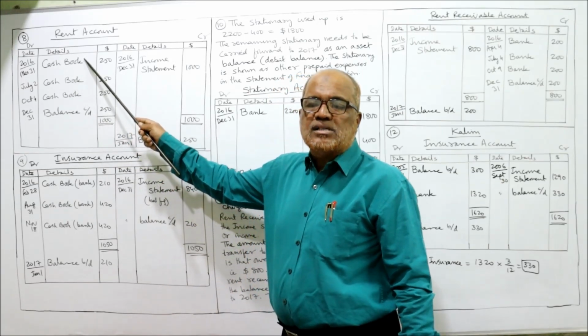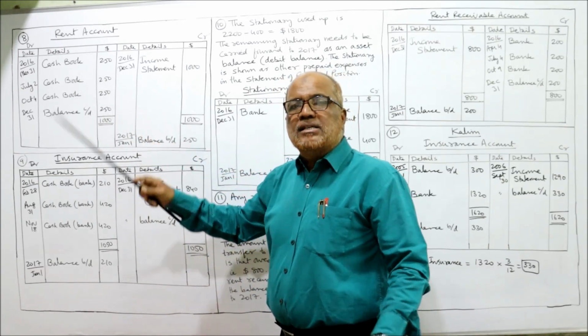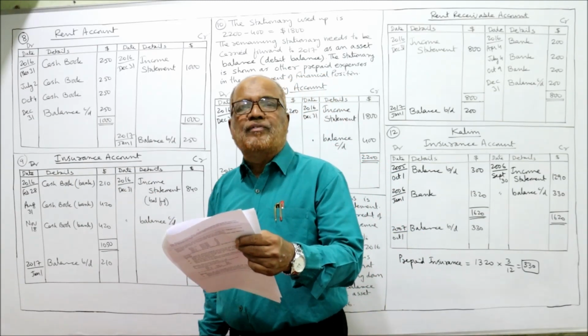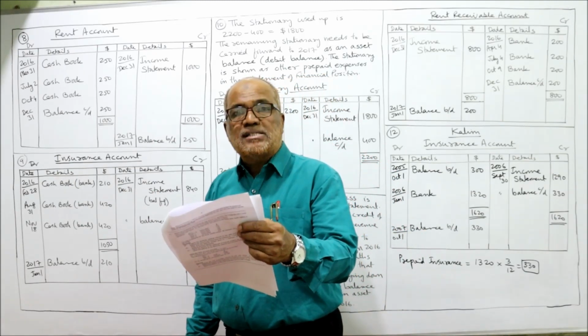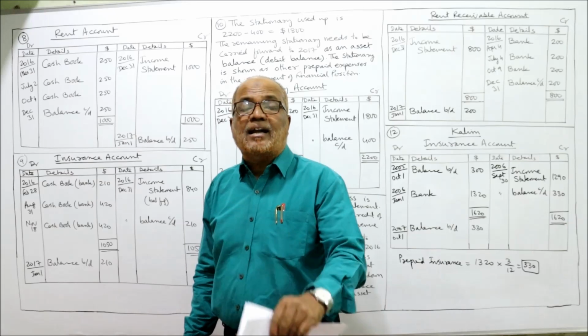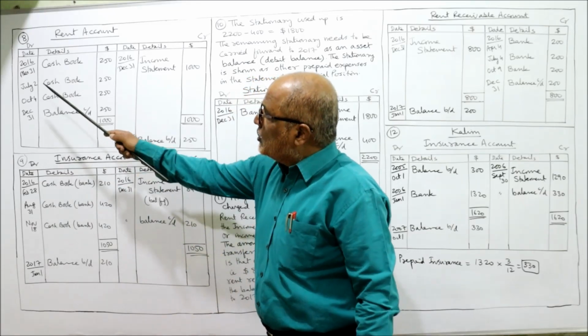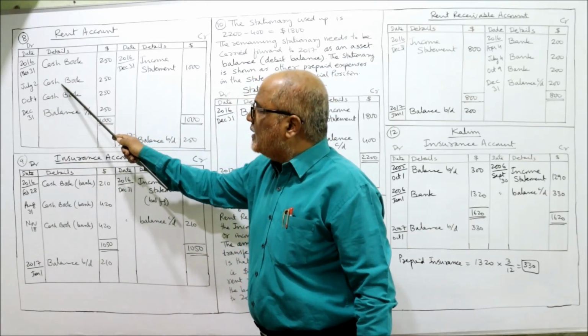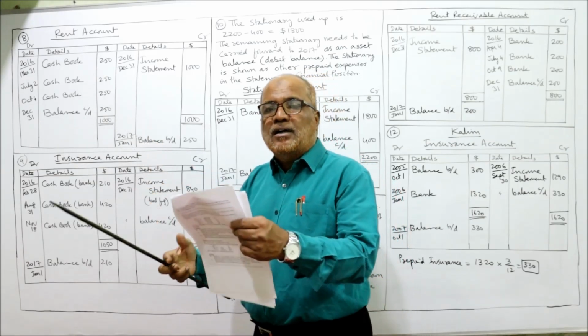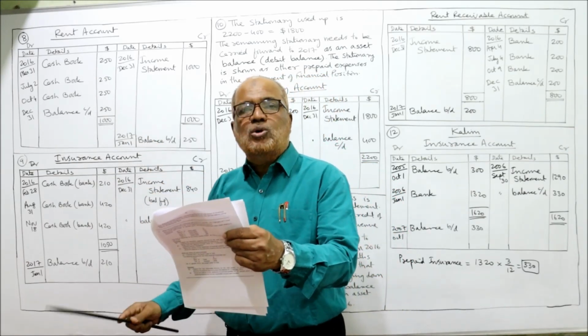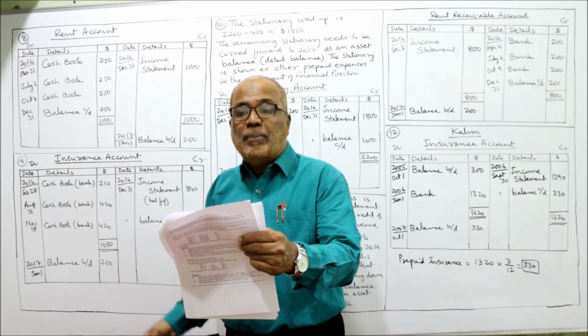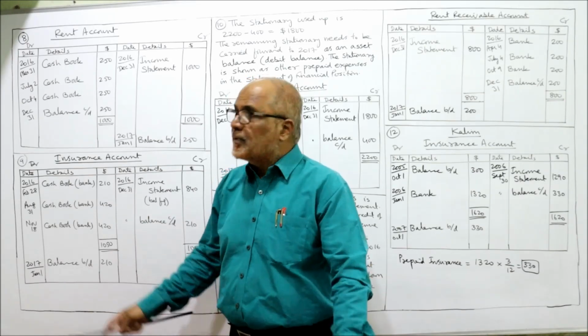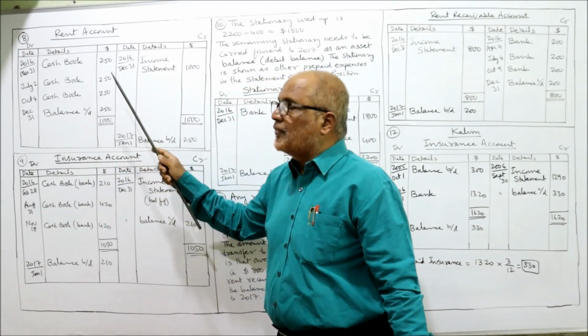How many dollars have been paid? $250. The second installment of $250 is paid on 2nd July 2016. So July 2, again cash book $250. The third installment of $250 is due on 30th September, but it is paid on 4th October. So 4th October, cash book $250.